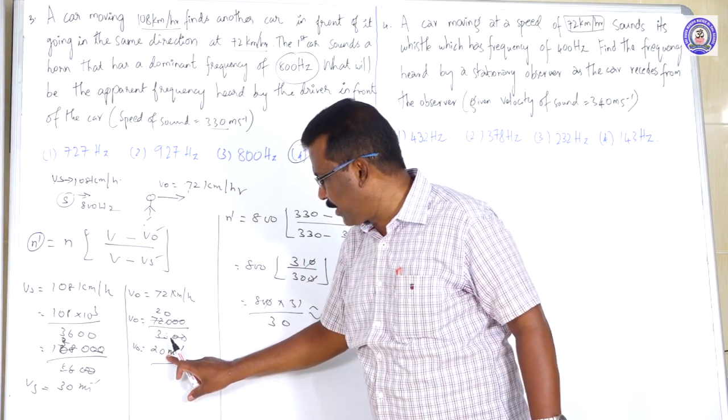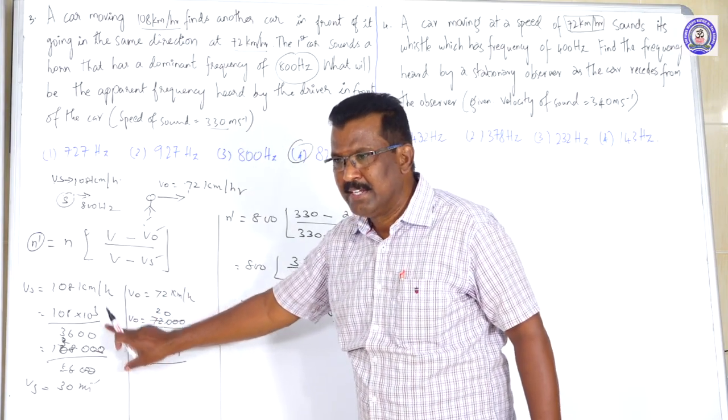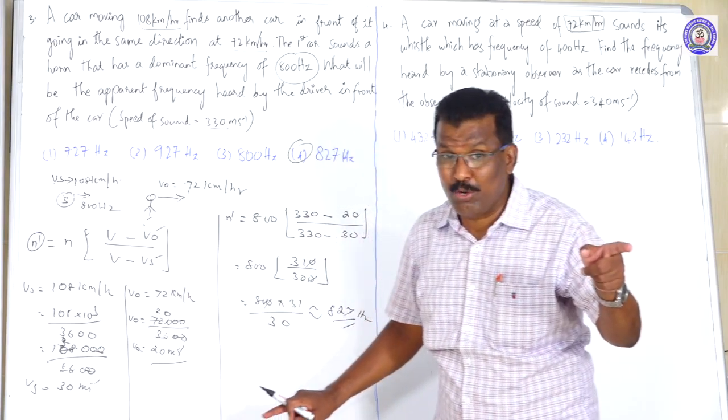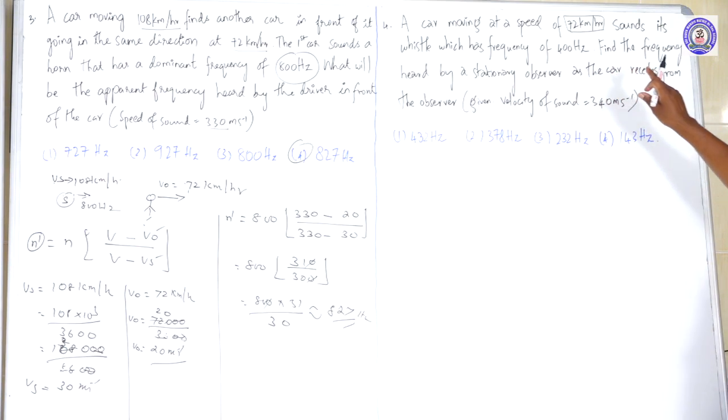So the answer would be 20. If it is 72 km/h, that is 20 meter per second. 108 km/h is 30 meter per second. 36 kilometer per hour is 10 meter per second. So wherever the kilometer per hour comes, immediately convert into meter per second.